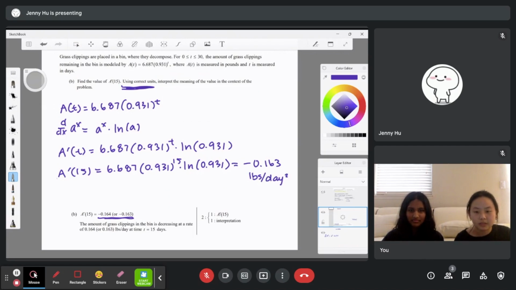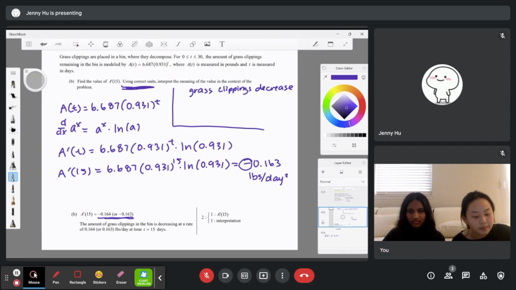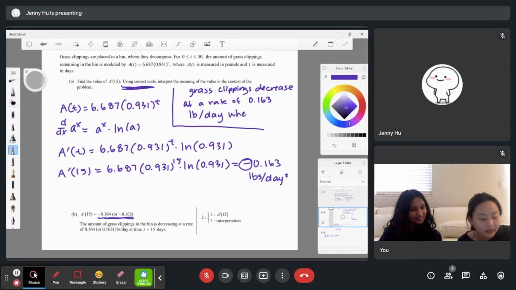And therefore, for the interpretation part, it's just that the grass clippings decrease, and we know it's decreasing because our answer is negative, at a rate of 0.163 pounds per day when t is equal to 15 days. Common mistakes that students made on part B mainly lie within the interpretation part of the question, or they simply just wouldn't use the correct units.